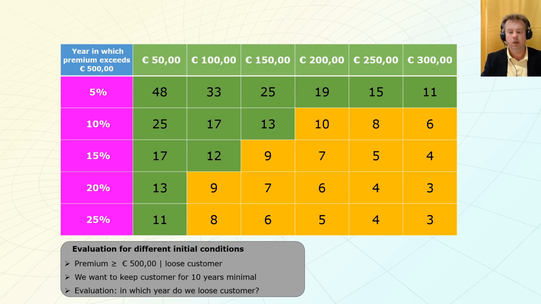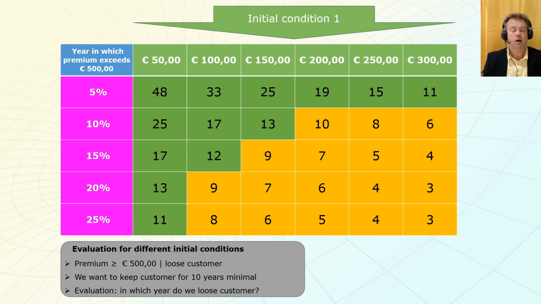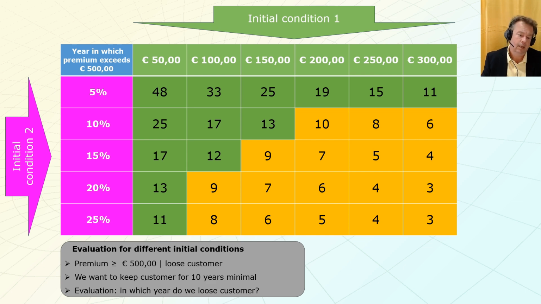Here is a table. Don't be worried. Keep breathing. Relax. I'm going to walk you through it. On top, I picked some values that we could use for initial condition number 1, which is the current premium this year, P0. I started out with 50, ended with 300. Here is initial condition number 2, the renewal percentage. I started out with 5, ended with 25, and I added steps of 5%. And again, I want to know in which year we are going to lose our customers. And that's where the numbers come in.